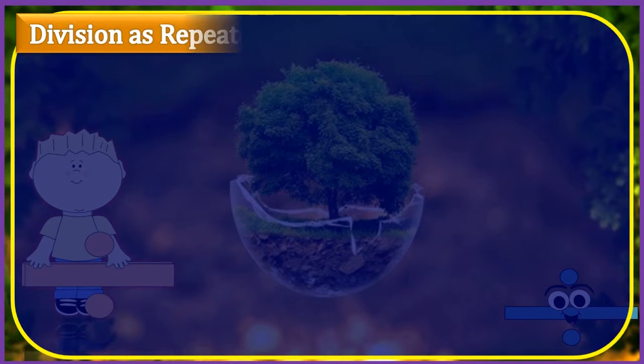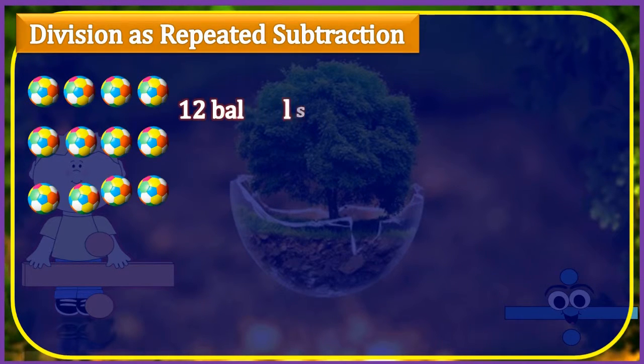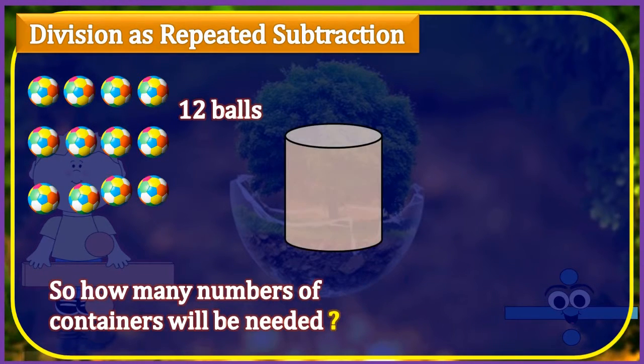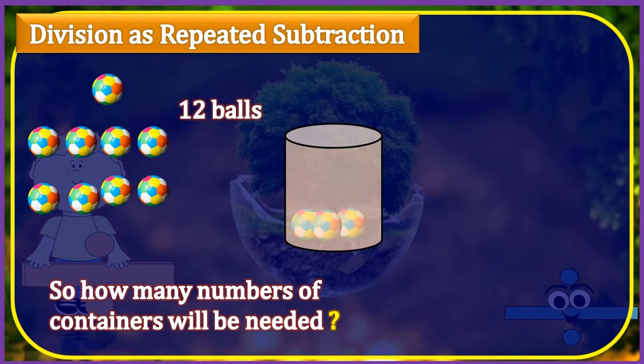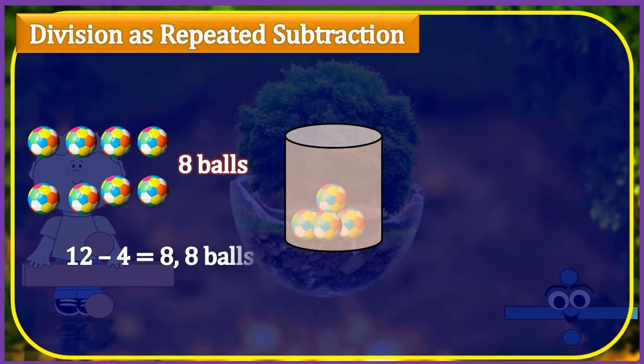Division as repeated subtraction. By this example, we can understand that division is repeated subtraction. There are 12 balls, and in each container we want to put 4 balls. So, how many containers will be needed? First, we put 4 balls in the first container. We subtract 4 from 12. We get 8 balls left.